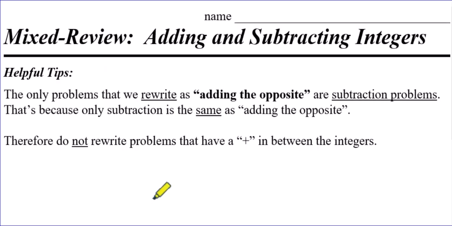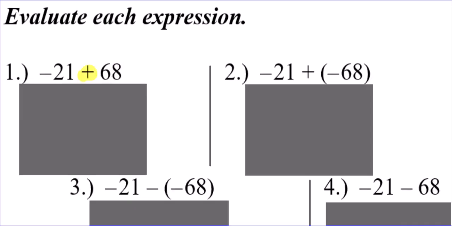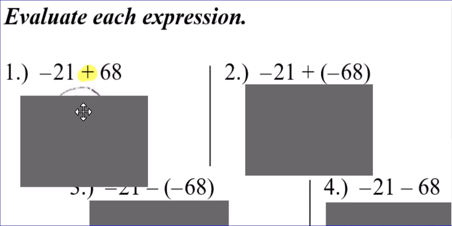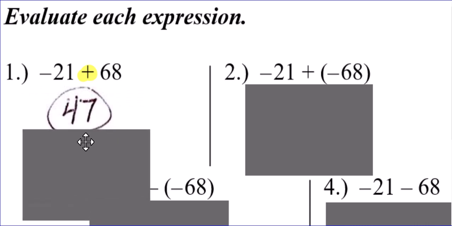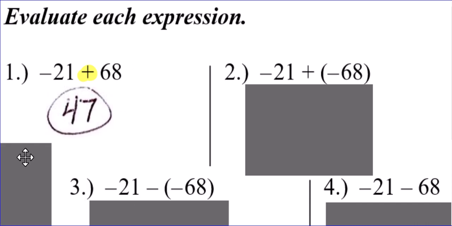So what did we just talk about? We are not going to rewrite problems that have addition in between. We're just going to keep it the way they are. And we're just going to use the rules of adding positive and negative numbers. We have learned that when you have an addition problem of a negative and a positive, you will subtract in your head or off to the side. So 8 minus 1 is 7, 6 minus 2 is 4. That's going to give us 47. Now, why is it positive? Because the positive number from the original problem, 68, has the bigger absolute value.